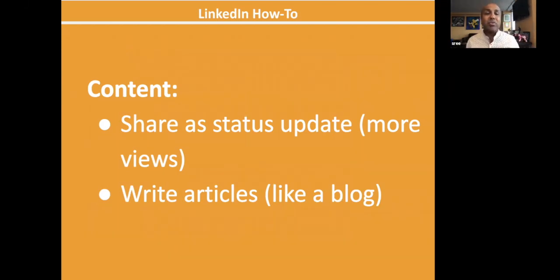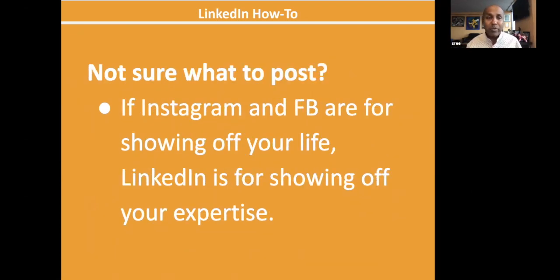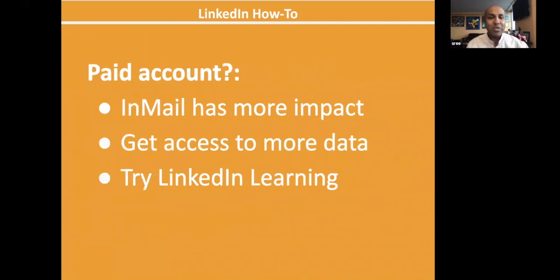And there are two ways to do it, where you can write it like a status update, sort of like Facebook, you get more views, or you can write an article like a blog. So you can do both of those. And if you're not sure of what to post, this is my attitude towards this stuff. If Instagram and Facebook are for showing off your life, all those cocktails and all the beaches you're on, think of LinkedIn as showing off your expertise. Twitter, the same way, showing off your expertise rather than your fabulous life. That's something you can do there.